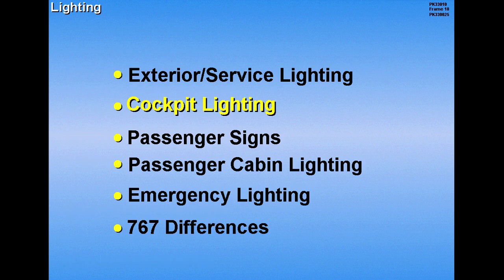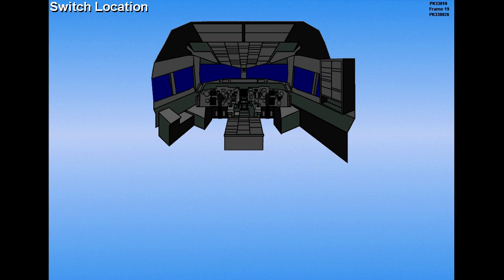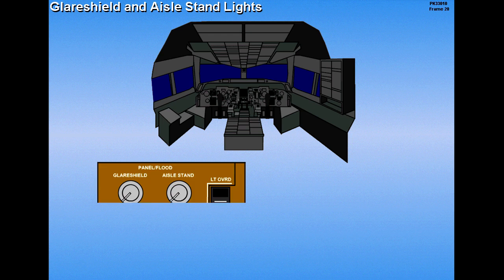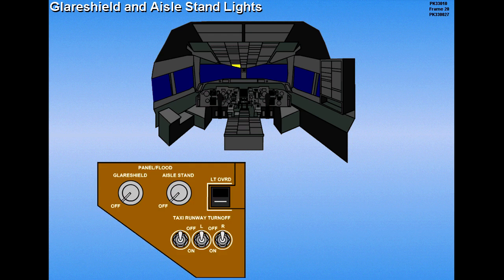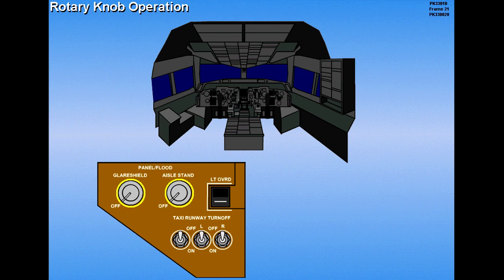Now let's look at cockpit lighting. Controls for the cockpit lighting are located on the overhead panel and the left and right sides of the glare shield. The left side of the overhead panel contains dual rotary type controls for the glare shield and aisle stand lights. The outer knob controls the intensity of the panel lights, and the inner knob controls the intensity of the floodlights.